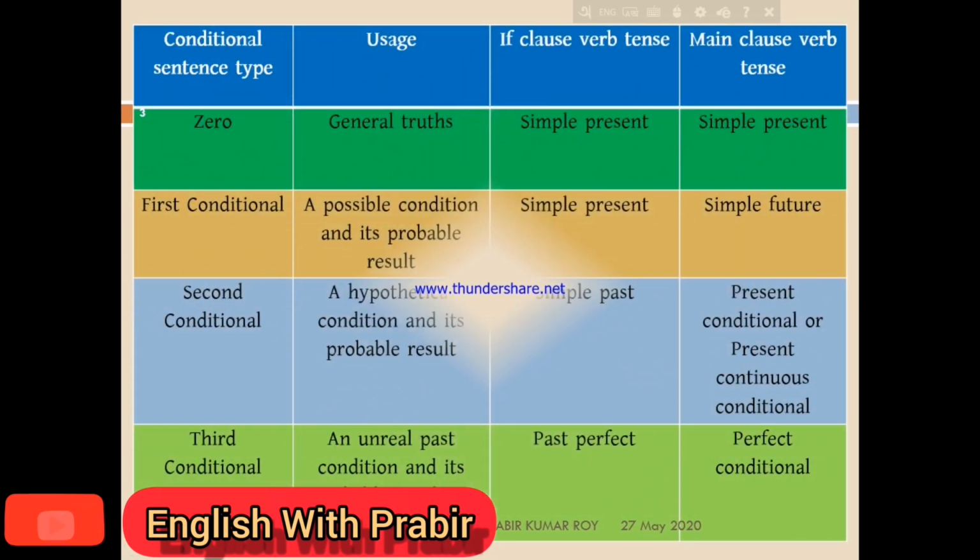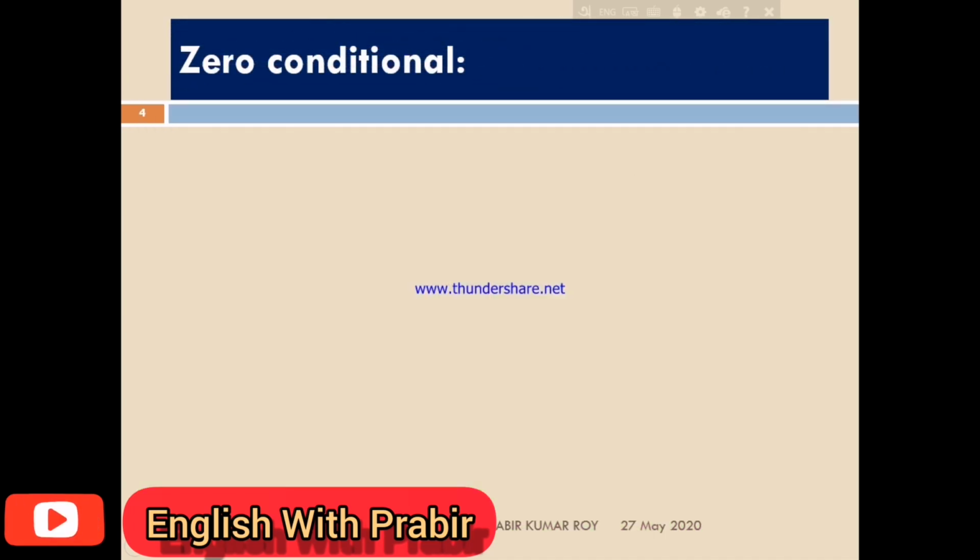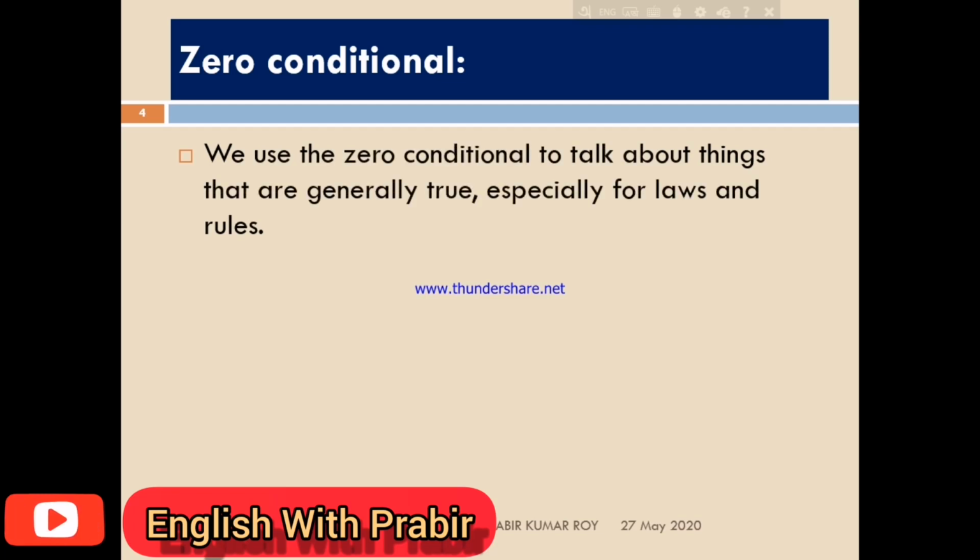Now, here is a chart. In this chart, you can see all these four conditionals, their uses and how they are used in the construction of sentences. Now let us discuss zero conditional. What is zero conditional? We use the zero conditional to talk about things that are generally true, especially laws and rules. The things which are universal truths, which are laboratory-proven truths, in that situation we can use zero conditional.